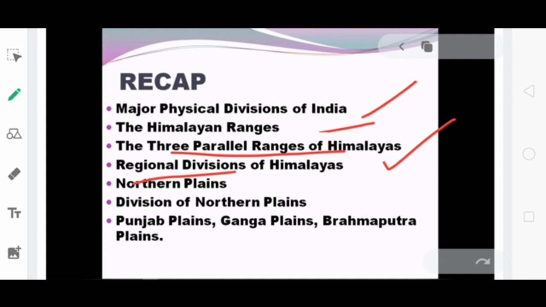Then we discussed the Kumaon Himalayas, which lie between the Sutlej and Kali rivers. Then the Nepal Himalayas, which lie between the Kali and Teesta rivers. And the Assam Himalayas, which lie between the Teesta and Dihang river. Dihang is actually the Brahmaputra, but in Arunachal Pradesh it is known as Dihang.